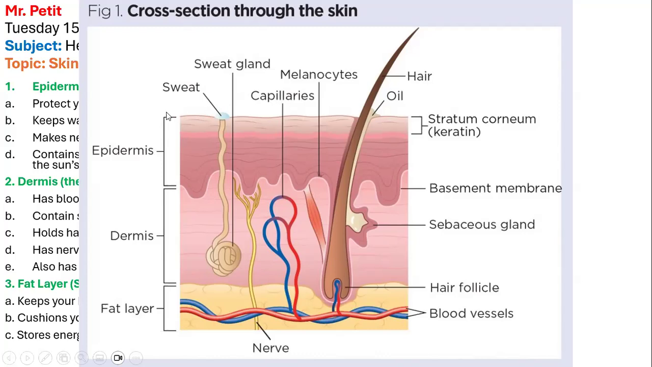The epidermis is the part that we can see, that's the top layer. The dermis is the middle part, and the fat layer or the subcutaneous layer is the third one, where all the adipose tissue is. Okay.